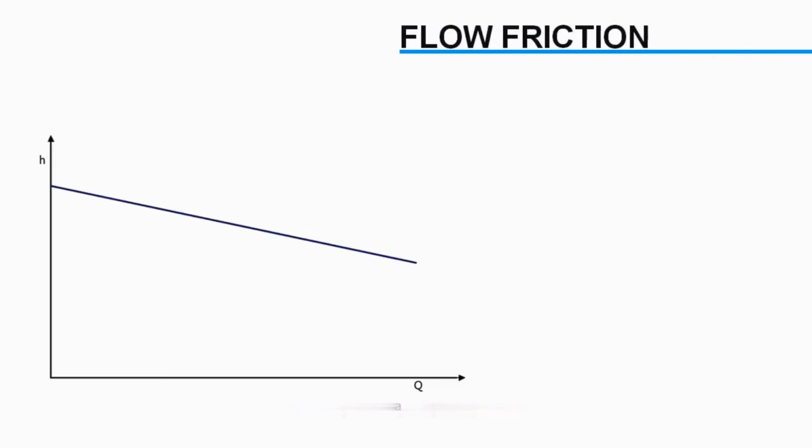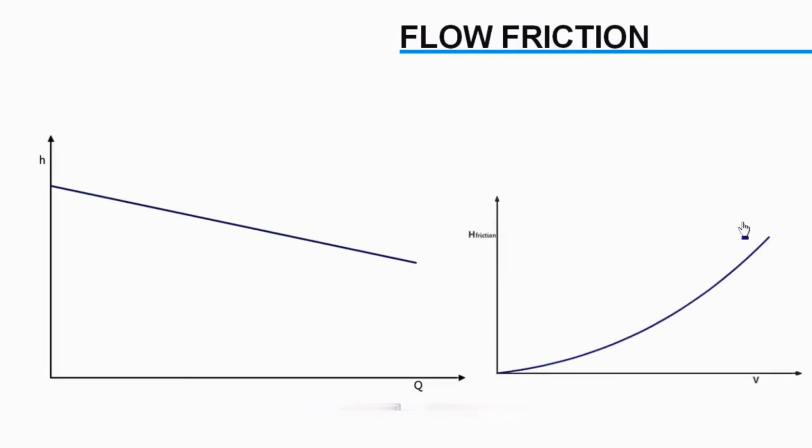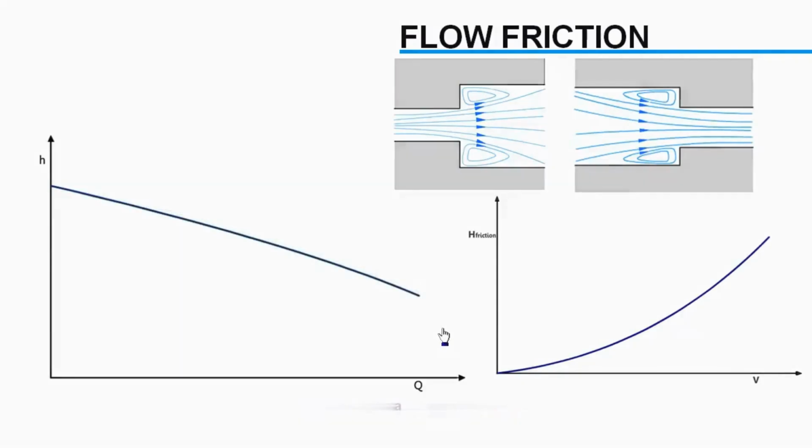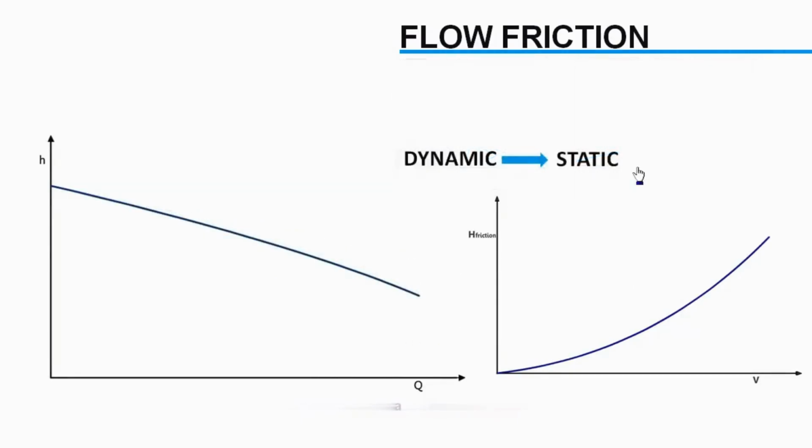One of the main energy loss is due to effect of friction in the flow. This loss increases quadratically with velocity. A similar loss occurs when there is sudden expansion or contraction. Magnitude of this is also proportional to velocity square. So, head curve will come down like this. This is the reason why we always try to transform dynamic part of fluid energy to static part in a centrifugal pump.